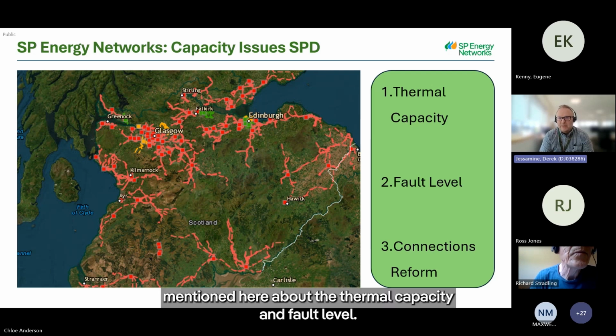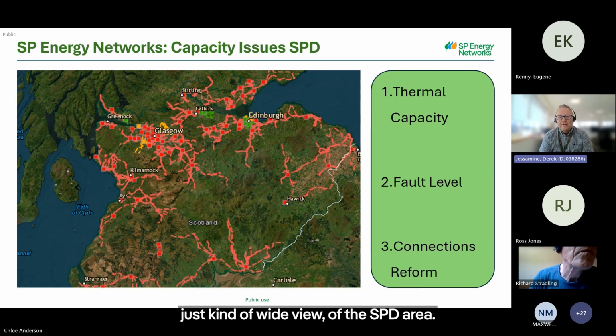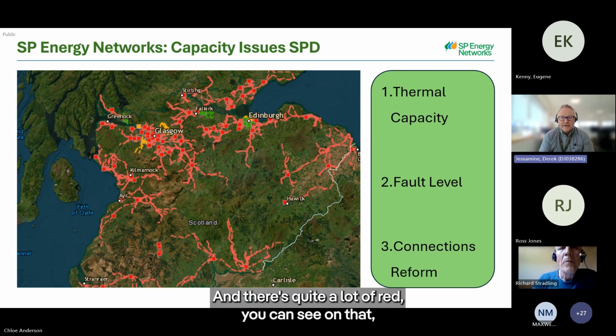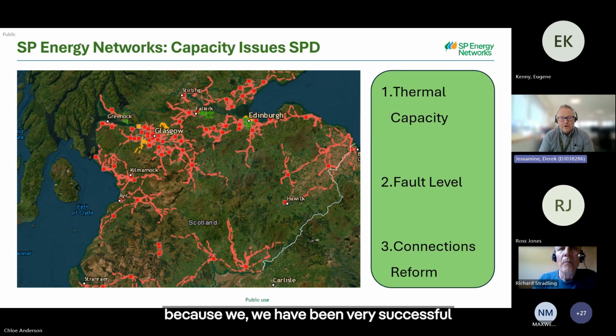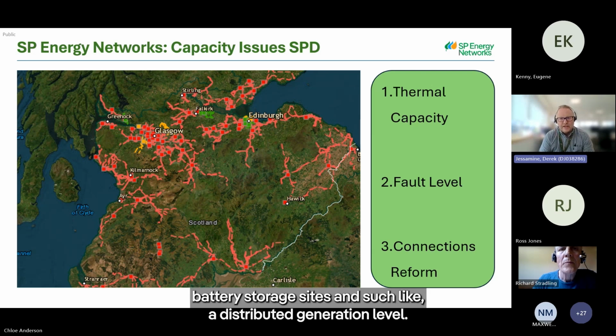What I've mentioned here about thermal capacity and fault level, they're the biggest challenges that we have across the network. And this is just a wide view of the SPD area, and there is quite a lot of red you can see on that. Because we have been very successful in the past in securing lots of wind farms, battery storage sites, and such like at a distributed generation level.